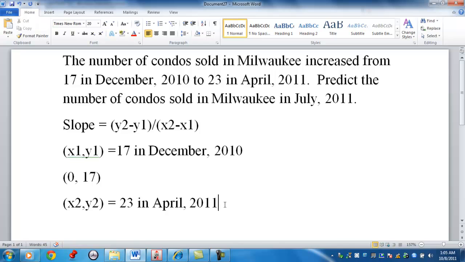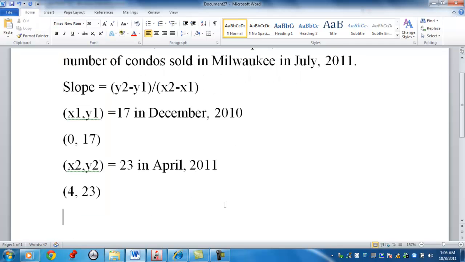Now, you have the following months. You've got January, February, March, and then April. So that's 4 months later is our time frame, and we're up to 23. We'll use that information to help us write the slope.